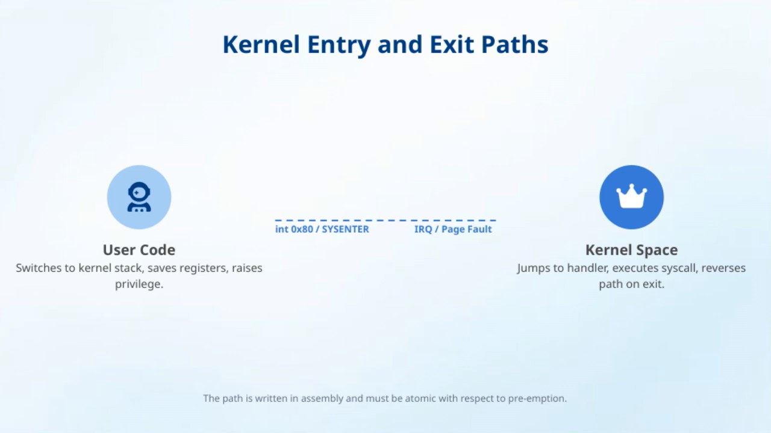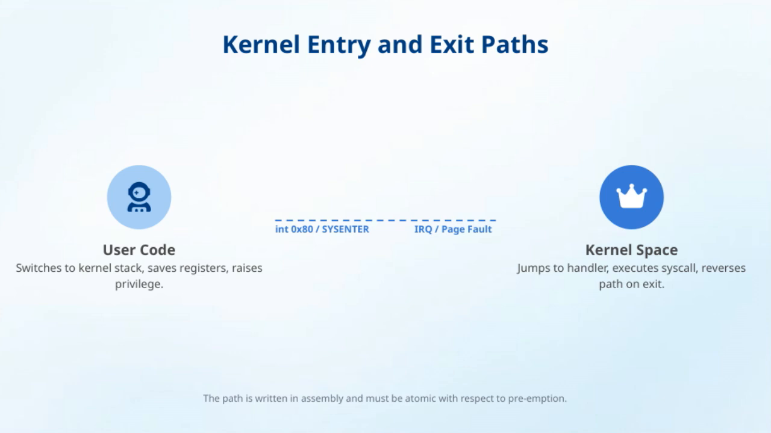When a syscall occurs, the system switches from user space to kernel space. This involves jumping to the handler, executing the syscall, and then reversing the process to return to user space. During this transition, the kernel must switch to its own stack, save the current registers, and raise the privilege level to kernel mode. On the kernel side, this transition is triggered by events like IRQs or page faults, or through instructions like int 0x80 or sysenter.